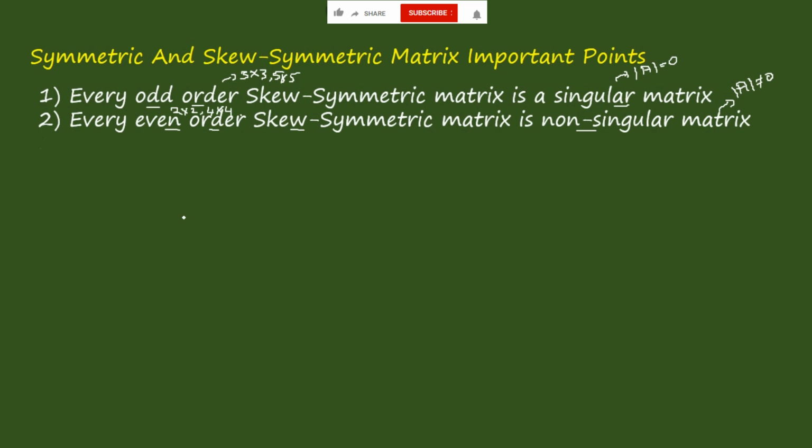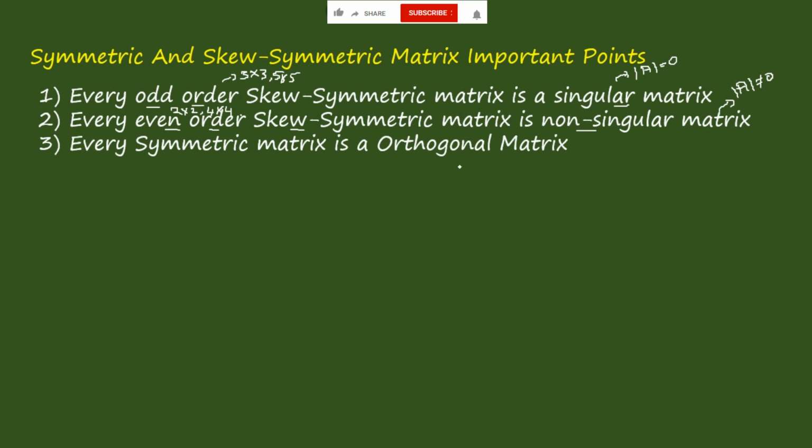Next one. Every symmetric orthogonal matrix satisfies the following. What is an orthogonal matrix? It is when A into A transpose is equal to I. What is a symmetric matrix? It is when A is equal to A transpose. It also satisfies that A is equal to A inverse. In the case of a symmetric and orthogonal matrix, A is equal to A inverse. Coming to the fourth one.